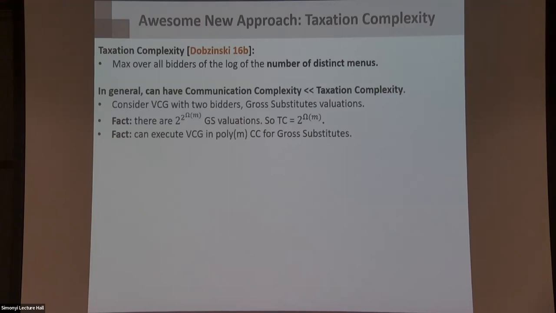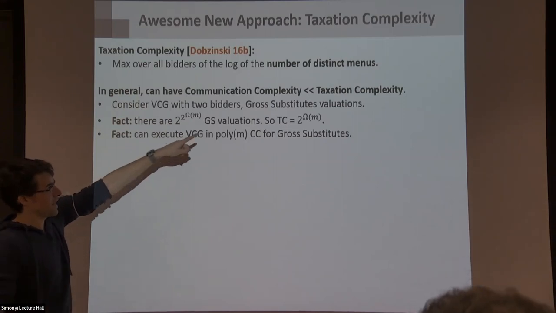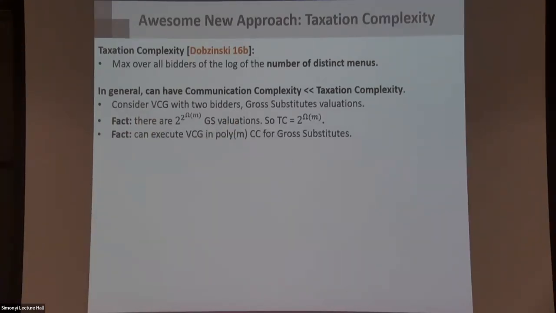So let me tell you now, why is this measure cool? First, here's why it's not necessarily cool. Here are two facts. Fact one is that there are doubly exponentially many gross substitutes valuations. I told you gross substitutes is a mouthful. I didn't want to formally define it, but related to the fact that there are doubly exponentially many matroids on m elements, there are at least that many gross substitutes valuations. Another fact is that you can execute VCG in polytime for gross substitutes. So what does this mean together? VCG has taxation complexity equal to the log of the number of possible valuations. So VCG has exponential taxation complexity, even restricted to gross substitutes, but it has poly communication. So this is why it's not obviously useful.